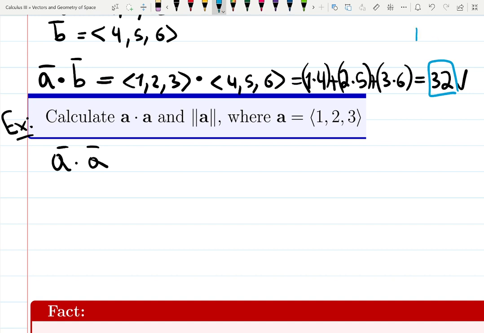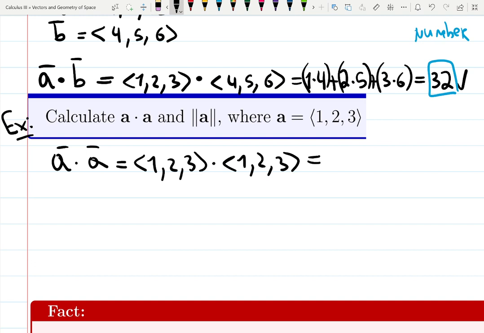That will be very important, because soon the answer might be a vector, a number, a set of vectors, different vectors. So we need to know what is your input and what is your output. Dot product gives you a number. A times A is 1, 2, 3 times 1, 2, 3. Sounds like class from school. And then you multiply, it gives you 1 squared plus 2 squared plus 3 squared.